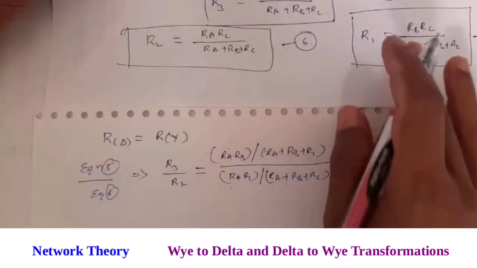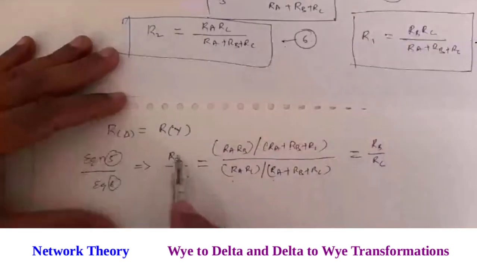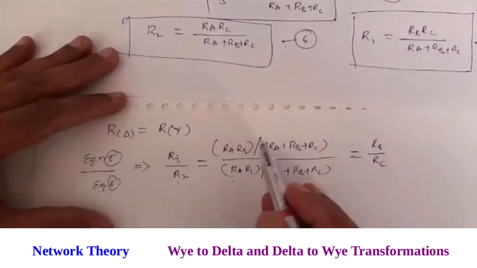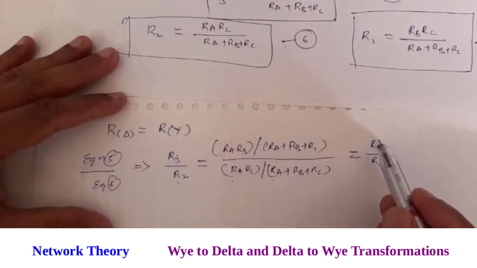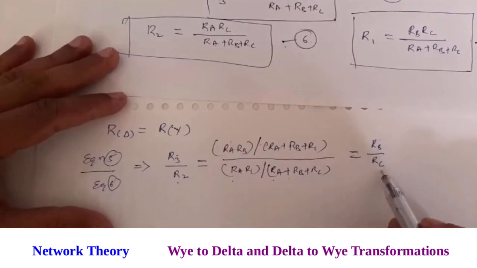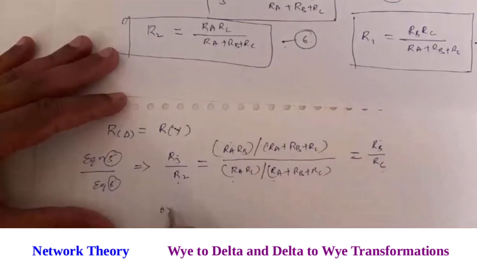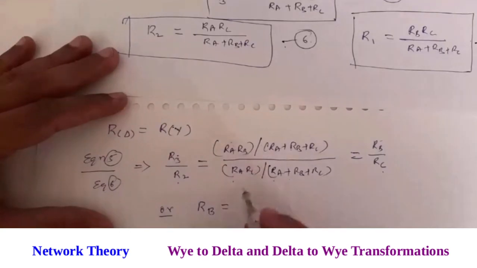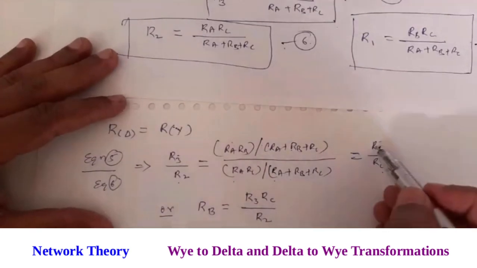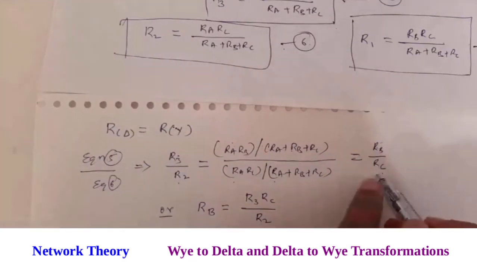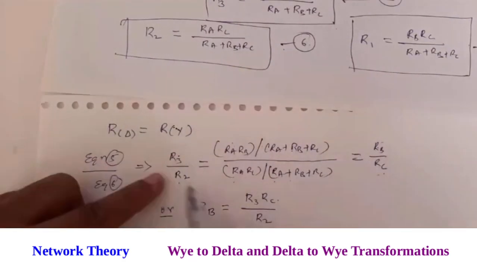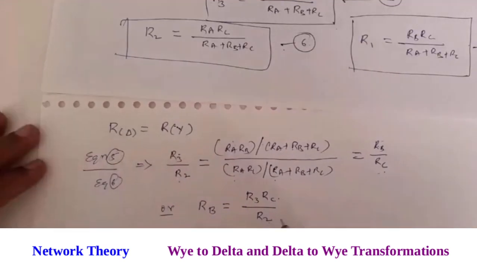So it's very simple, dear students. R3 by R2 is equal to RB by RC. But what I want is RB equal to, let me write, RB is equal to R3 into RC divided by R2. This RB I write by multiplying RC with R3, R3 into RC divided by R2. So same thing I'll do now.